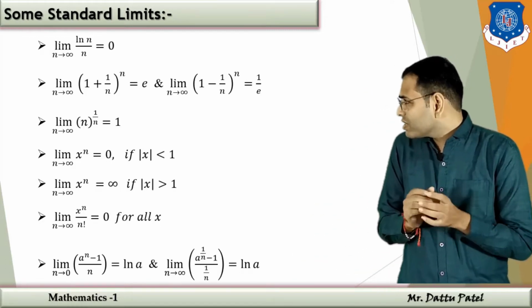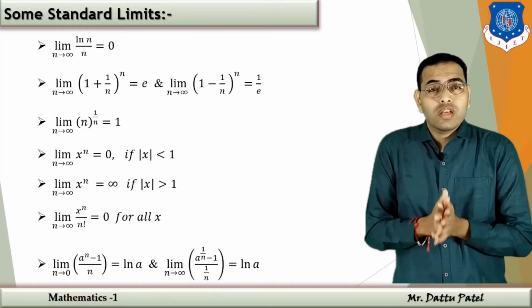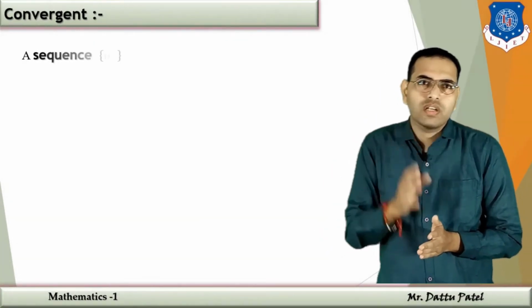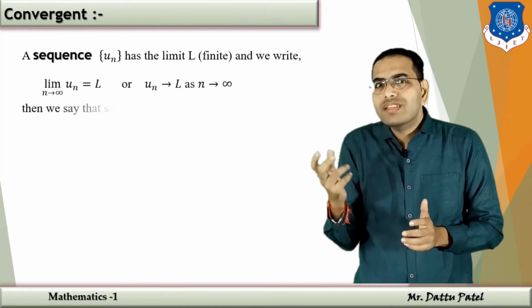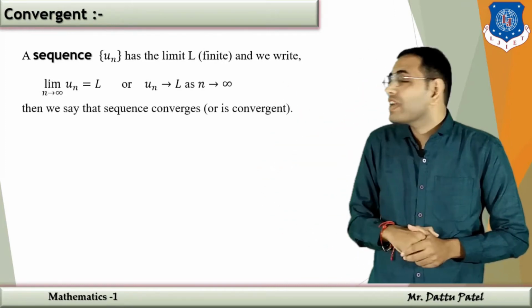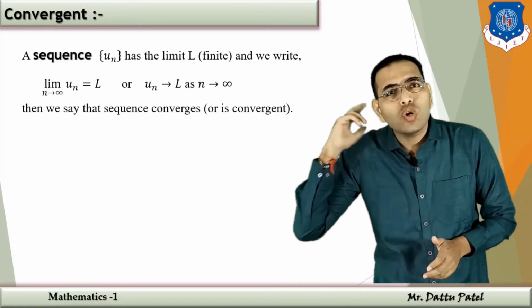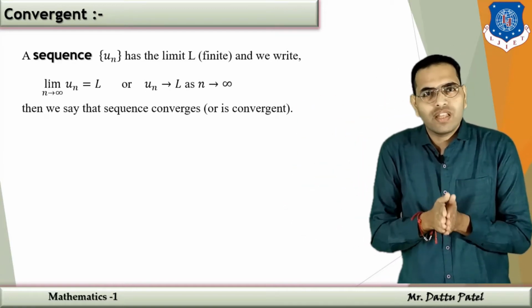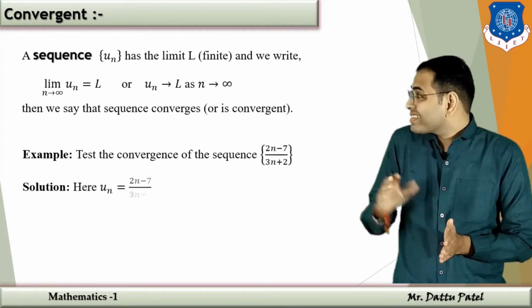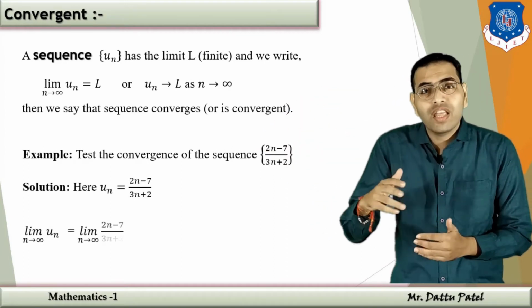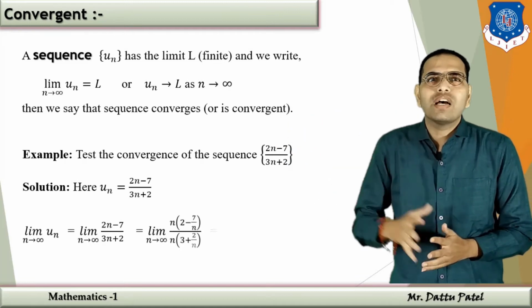Now the next topic, which is convergence. Firstly, what is convergence? A sequence un has a finite limit, meaning limit n tends to infinity un equals a finite value as n tends to infinity, then we can say that our sequence converges, or it is convergent. For better understanding, let's take one example.